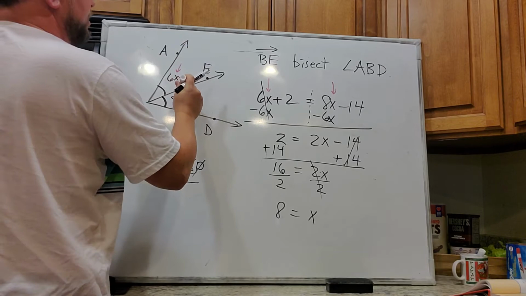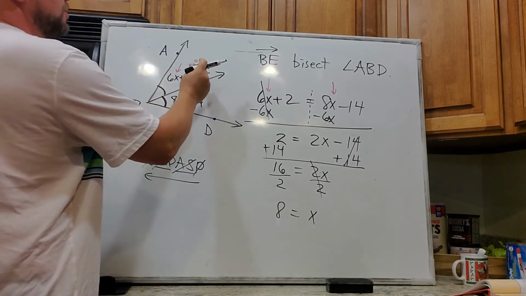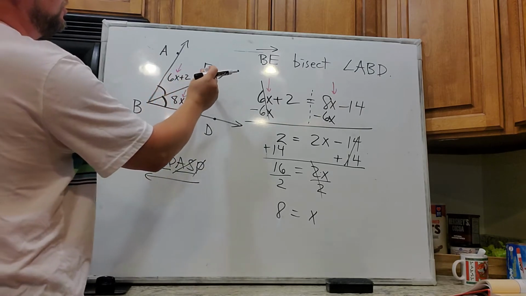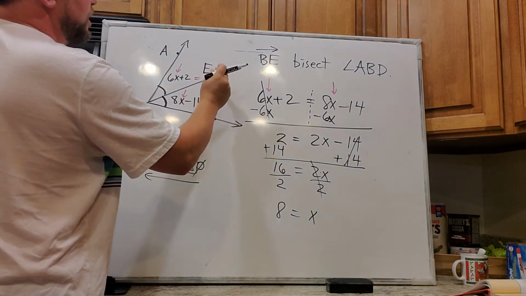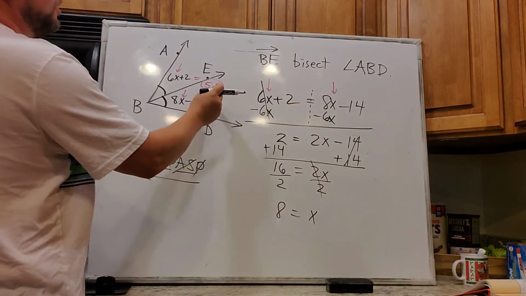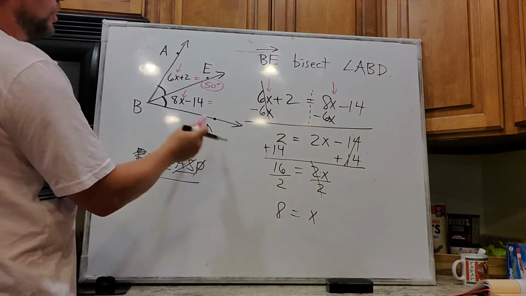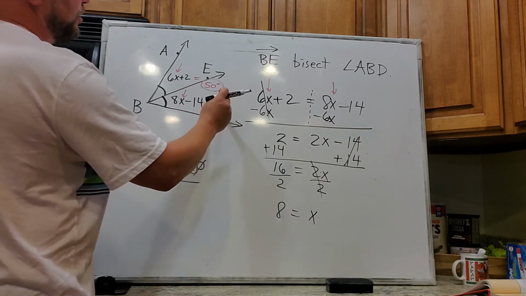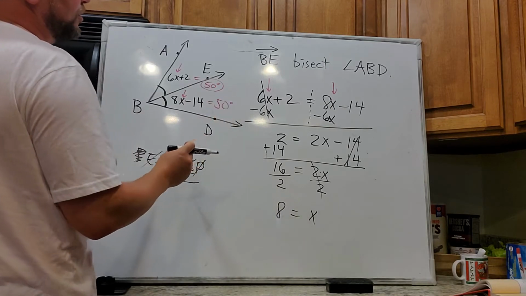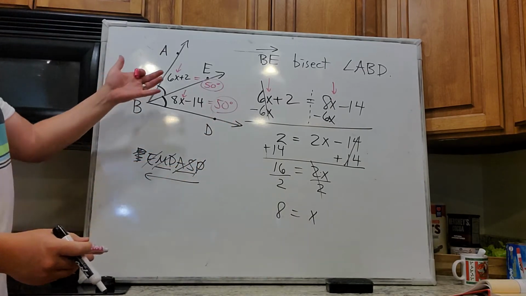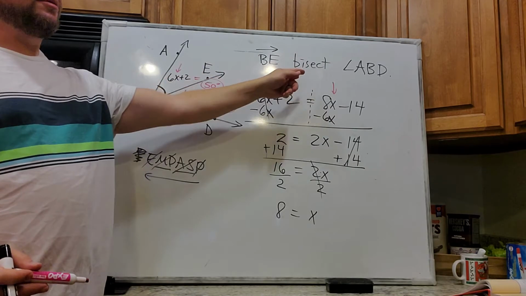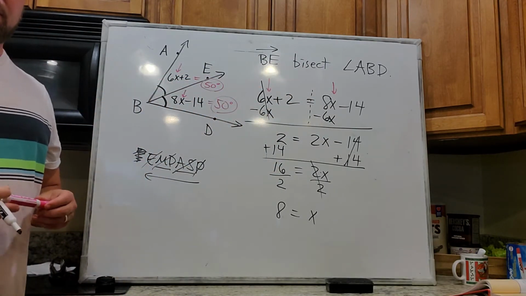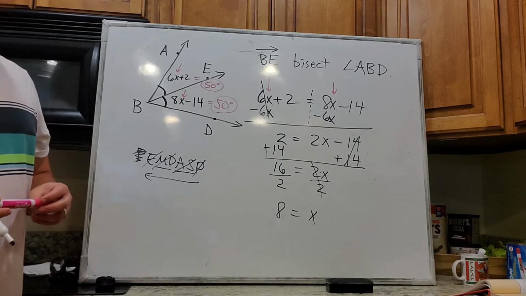You could even plug it back into here and here and get each of your measurements. If I plug that 8 back in, 6 times 8 is 48, plus 2 is 50. So that angle would be 50 degrees. And this one, plug in an 8: 8 times 8 is 64, minus 14 is also 50 degrees. Which makes sense. Again, it was a bisector. It was supposed to cut it into 2 equal parts, so it did. It cut it into 50 degrees for each of those.